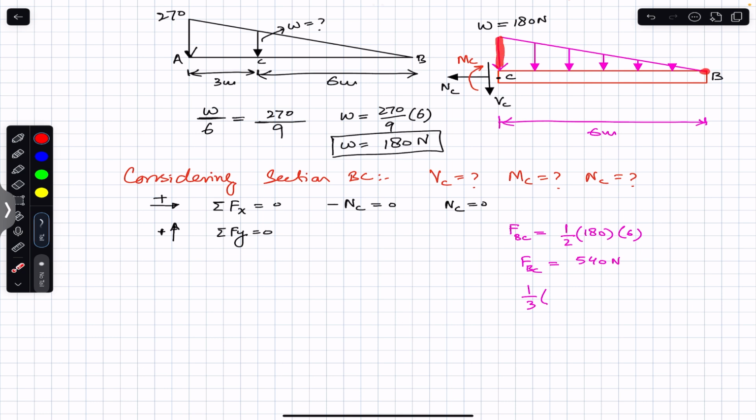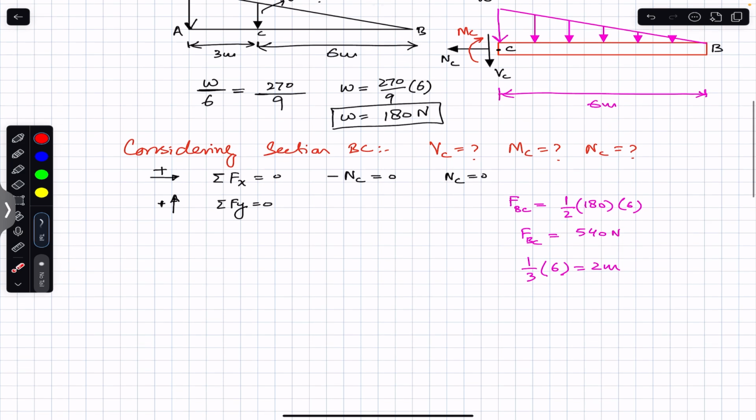So 1/3 from this end will be 1/3 of 6, which is 2 meters. So we can say that to replace this triangular distributed load on this section BC, we have to draw a 540 Newton force at a distance of 2 meters. So now the free body diagram will look like this.